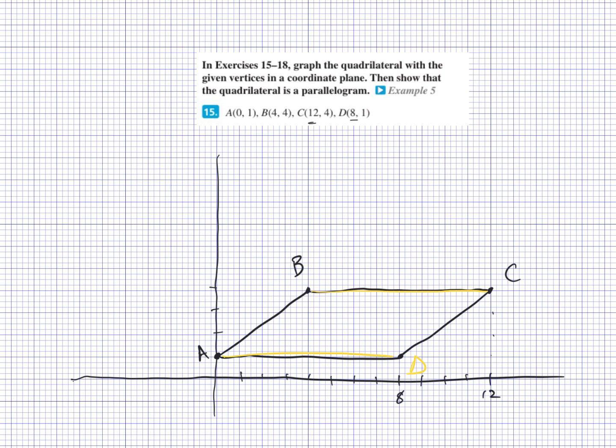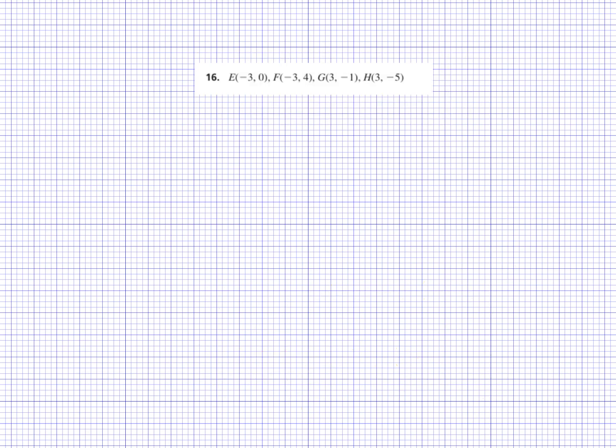I could do the slope of A to B if I wanted and D to C, but I can also count horizontal lines. 1, 2, 3, 4, 5, 6, 7, 8. That's 8 units long. What about B to C? 1, 2, 3, 4, 5, 6, 7, 8. So there, I just proved that their slopes are the same and they have the same length. Sometimes you have to use the distance formula, but not on horizontal or vertical lines. So I used parallelogram opposite sides are parallel and congruent. That theorem.